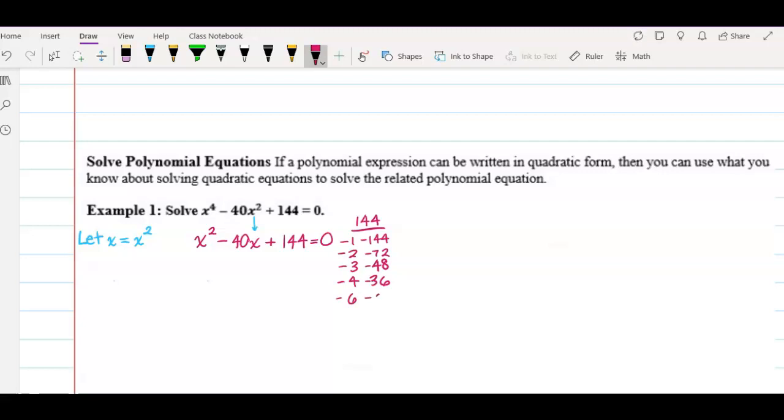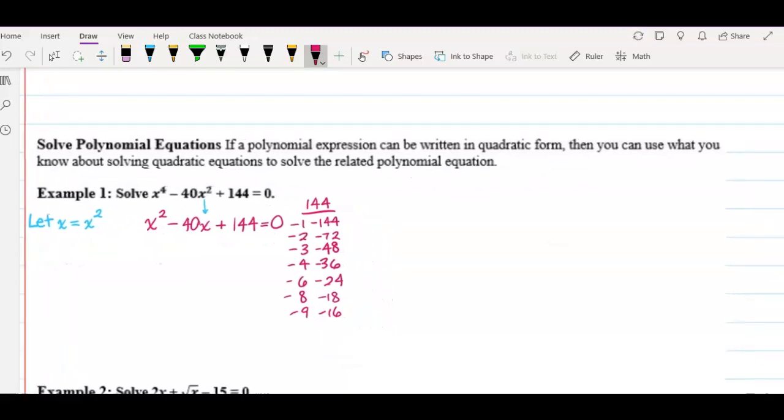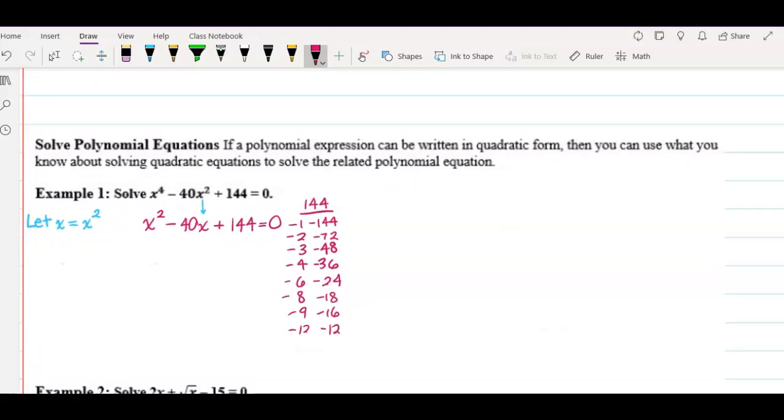I could keep going. 6 and 24. 7 doesn't work. 8 and 18. 9 and 16. So many factors. And finally 12 and 12. But as you can see, right back up here, we had our winning combination. So u minus 4 and u minus 36 equals 0. And then we continue to solve.